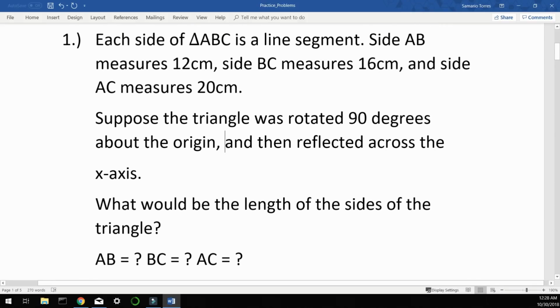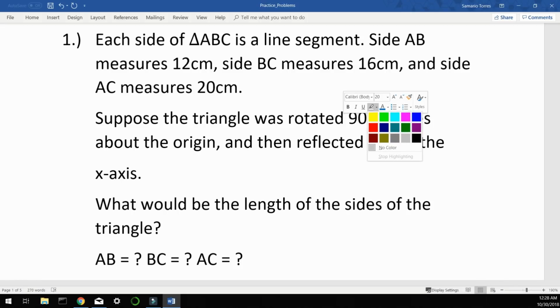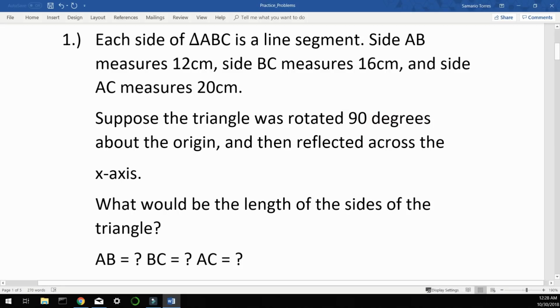Maybe we'll zoom out a little bit. What's important here is to look for keywords. We're given the sides, 12 centimeters, 20 centimeters, 16. But what's more important? What have we studied so far? What we've studied so far is rigid transformation. So what's important to notice is that it says suppose the triangle was rotated. That's an important word, so we should probably highlight it. Let's highlight it yellow.